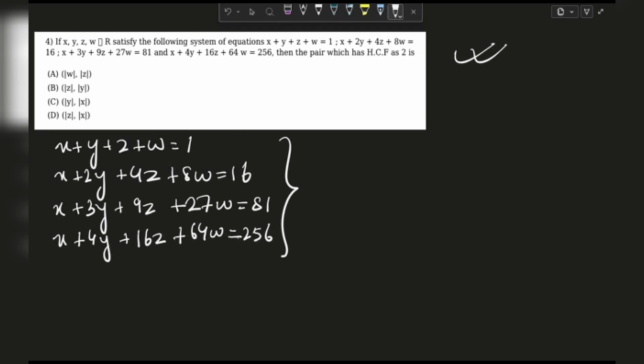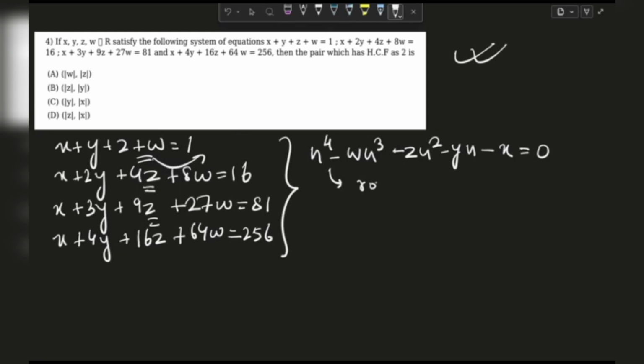Now if you have already observed these four equations, there is a pretty good pattern that you can see, which is that if we take all of these terms present on the left hand side to the right hand side directly, then you will see that this is actually an equation, which we can write, if say we write it in terms of n, this is n power 4 minus wn cube minus zn square minus yn minus x equal to 0. Basically, the roots of this equation are your 1, 2, 3 and 4. That is what they have meant to say.